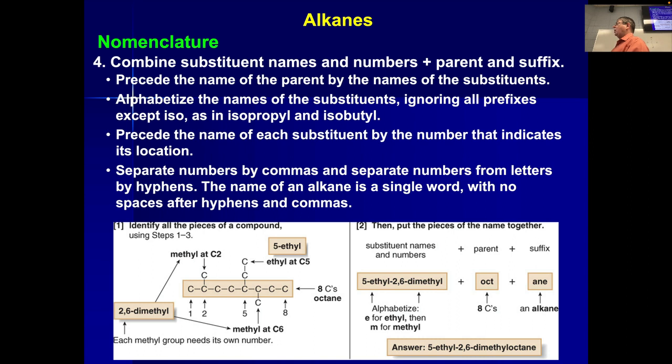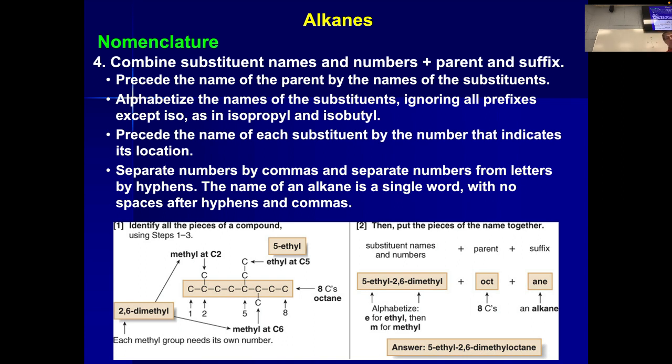So number all your carbons, 1, 2, 3, 4, 5, 6, 7, 8. And I know that at carbon number 2, I've got a methyl group. I know that at carbon number 6, I've got a methyl group. And at carbon number 5, I've got an ethyl group. Now I've got to put all this together, right? So I've got 2 methyls. So that's going to be dimethyl, and they're located on carbons 2 and 6.